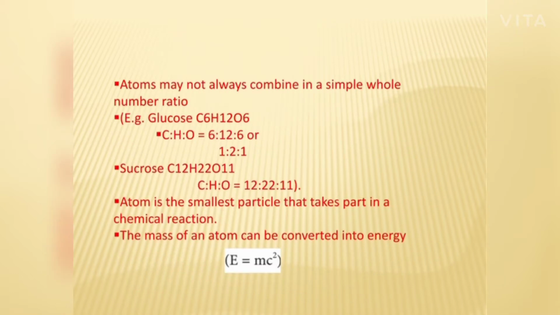Next point, atoms may not always combine in a simple whole number ratio. Atom is the smallest particle that takes part in a chemical reaction. The mass of the atom can be converted into energy. According to Einstein's law, E equals mc squared.